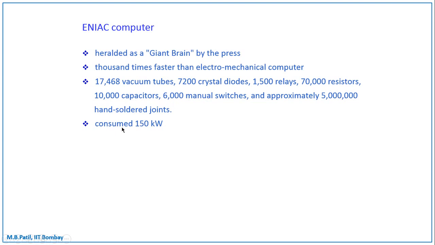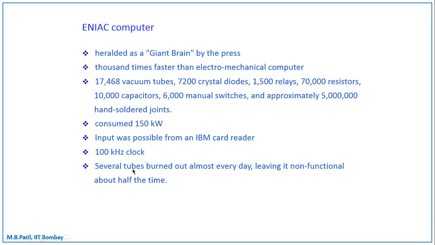It consumed 150 kilowatts. That's a huge amount of power. Input was possible from an IBM card reader, and each card was one statement of a program. Its clock frequency was 100 kilohertz. And for comparison, our modern computers have a clock frequency of 2 gigahertz or 3 gigahertz. So you can find out how many times faster today's computers are. Several tubes burnt out almost every day, and also these soldering joints gave problems, leaving the computer non-functional about half the time. So the computer could not be used continuously because of this reason.